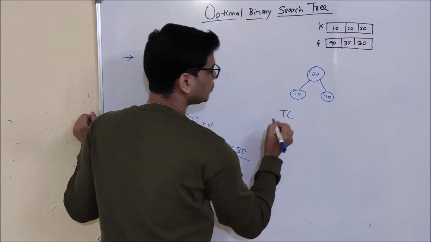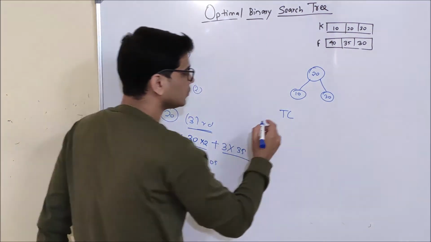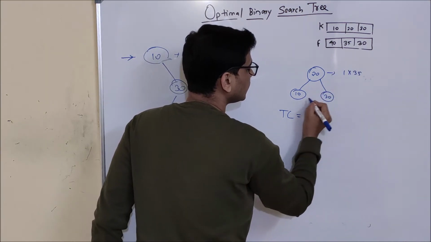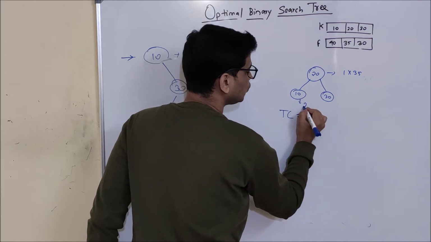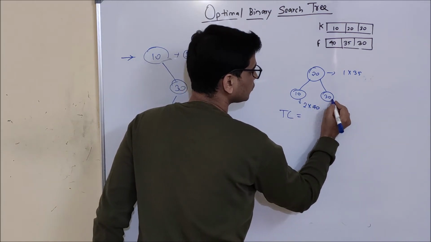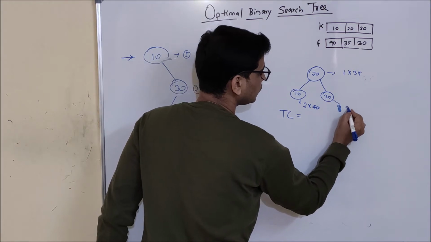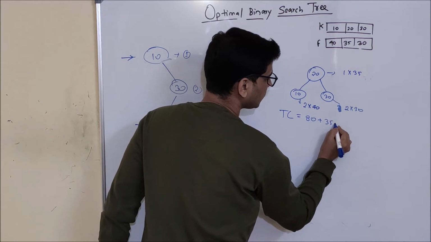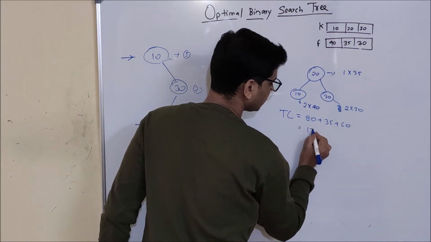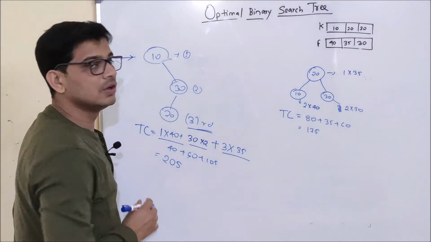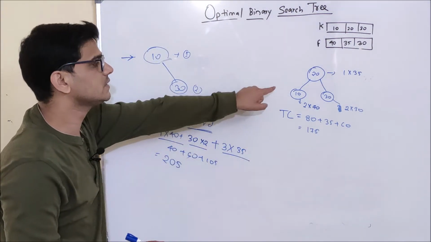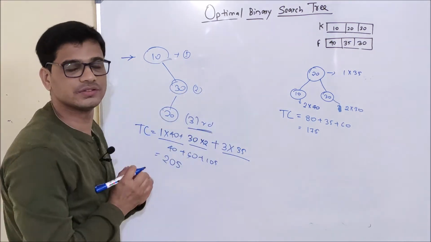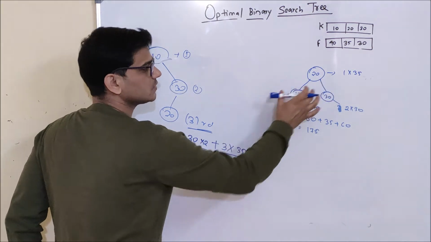Now we can build another search tree, BST, which will be like this. What will be the total cost here? It will be 1 into 35. Here this is at second level, so 2 into 40. This is also at second level, so 2 into 30. So 80 plus 35 plus 60, which is equal to 175. You can clearly see that this BST has minimum cost among these two trees. So this one is the optimal one.